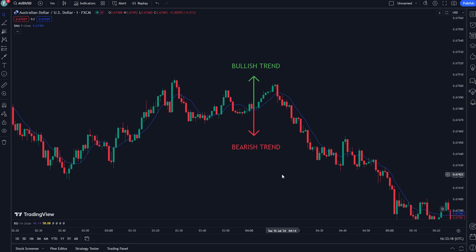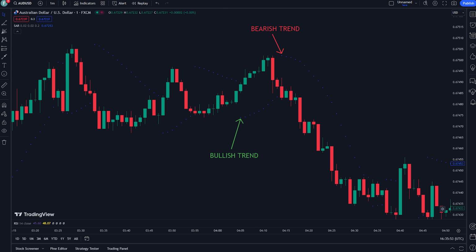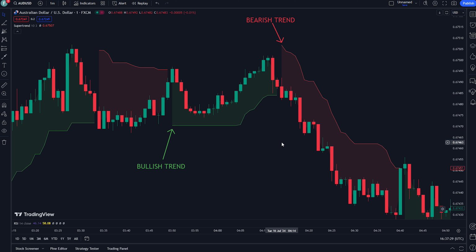Moving averages: price being above the moving average signals a bullish trend, and price being below signals a bearish trend. Parabolic SAR: a dot below the price indicates a bullish trend, and a dot above the price indicates a bearish trend. Super trend: a green signal indicates a bullish trend and a red signal indicates a bearish trend.